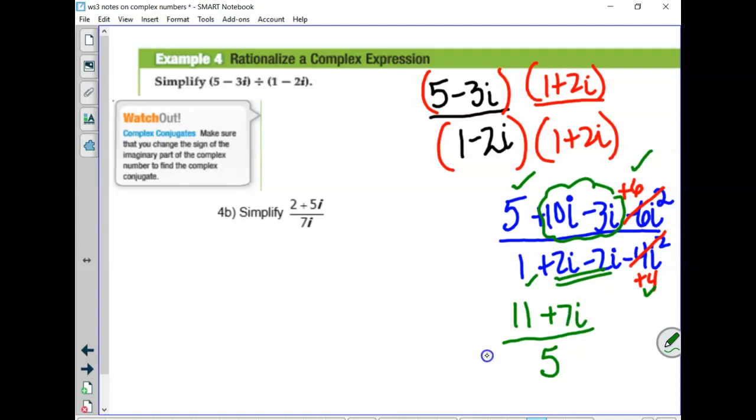Okay, I would let you leave it this way. The directions will say write in a plus bi form. So your calculator or your math book would write this because they would separate the a and the b. Does that make sense, guys? I'm okay if you left it. As long as you got rid of the imaginary part, I'm good.